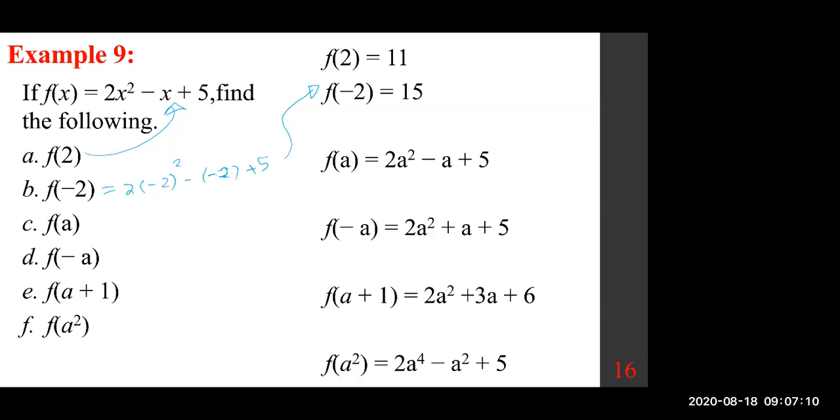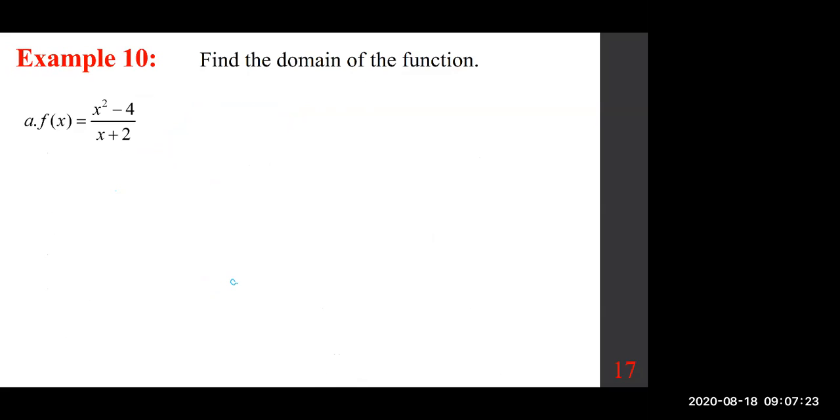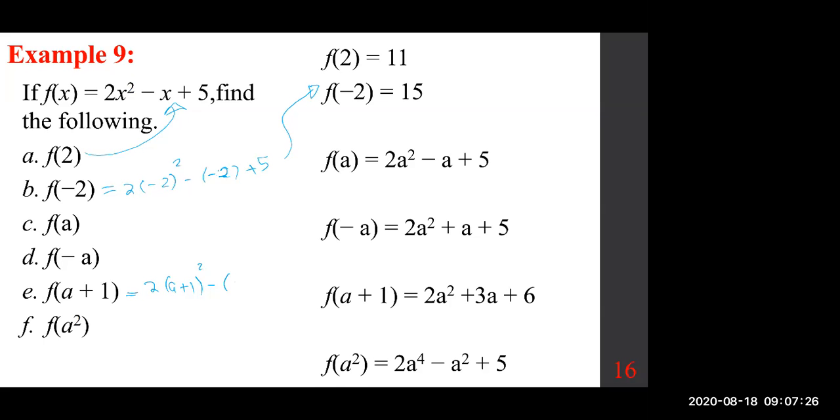I set this up. f of a plus 1 means 2 times a plus 1 squared minus x is replaced with a plus 1 plus 5, and we should be able to simplify it to that as the answer. So I hope it's very straightforward. There's really not much to it. All right.